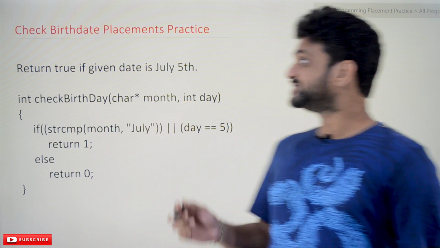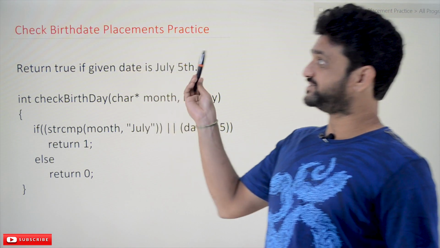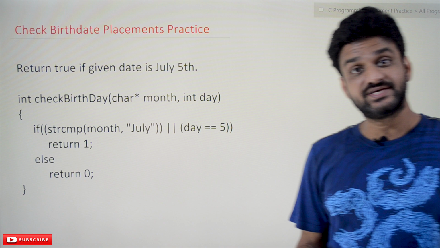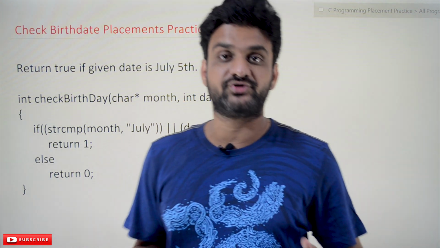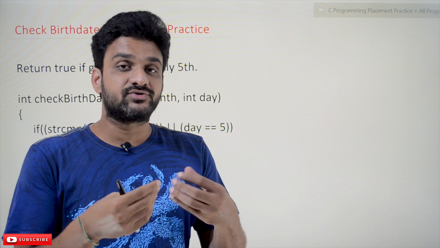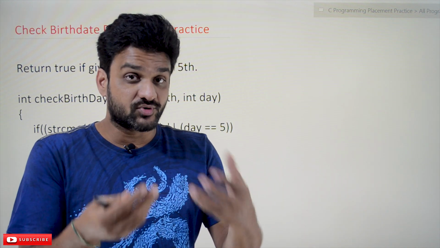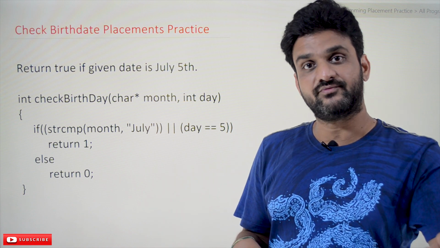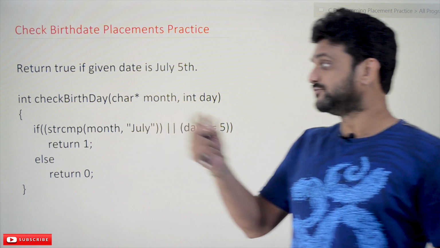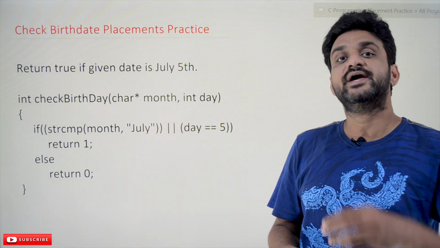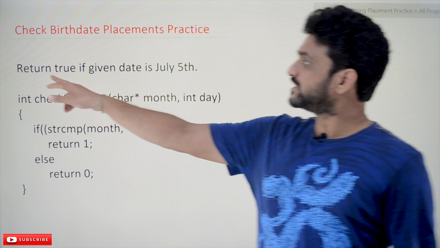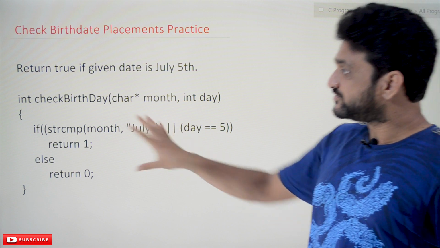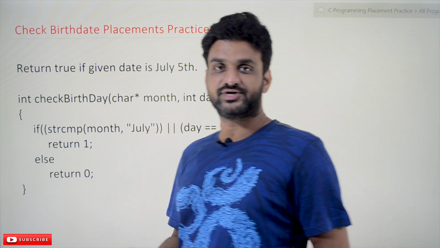I am Vikram. In this class, we'll try to understand a placement practice question. This question is about check birth date. The program is given a birth date, and it is going to compare that birth date and decide what to return. If the comparison is true, it has to return 1, which means true, and if the comparison is false, it has to return false. So return true if the given date is July 5th. If the date is July 5th, this program has to return true, else it has to return false.